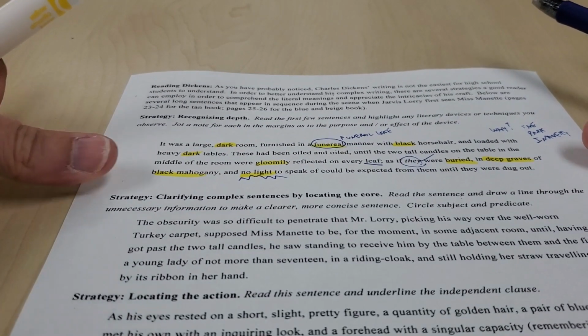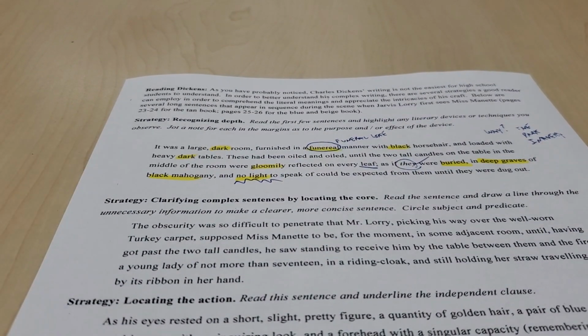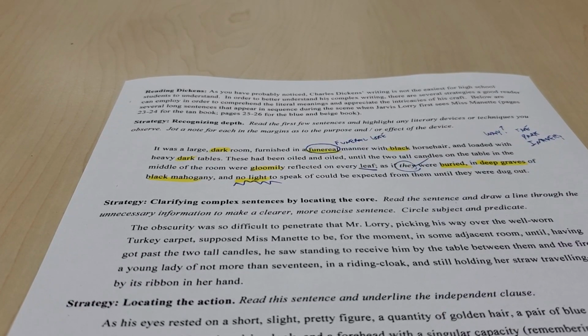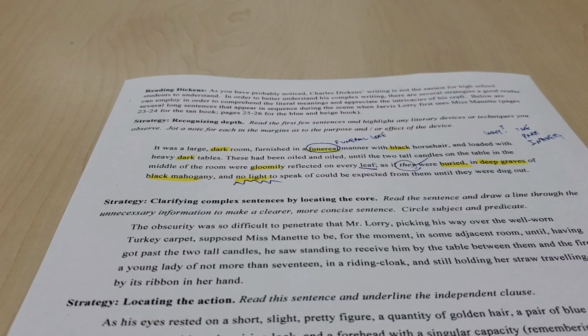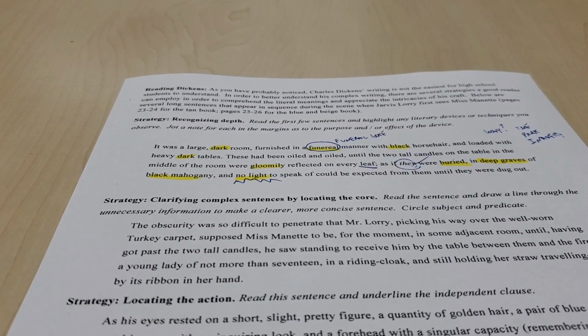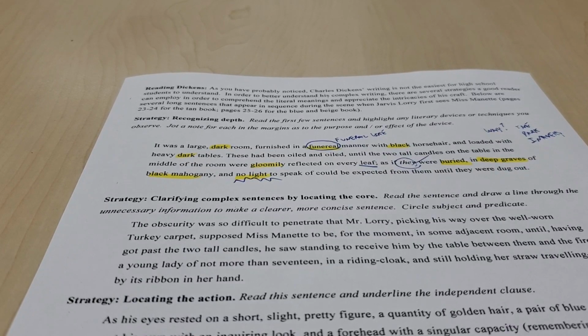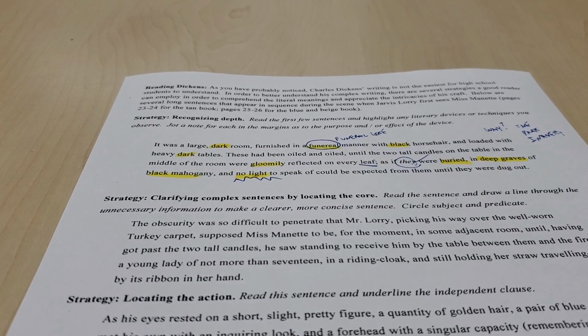Moving forward, there's another strategy here. The next sentence says, the obscurity was so difficult to penetrate that Mr. Lorry, picking his way over the well-worn Turkey carpet, supposed Miss Manette to be, for the moment, in some adjacent room, until, having got past the two tall candles, he saw standing to receive him by the table between them and the fire a young lady of not more than seventeen, in a riding cloak, and still holding her straw traveling hat by its ribbon in her hand.